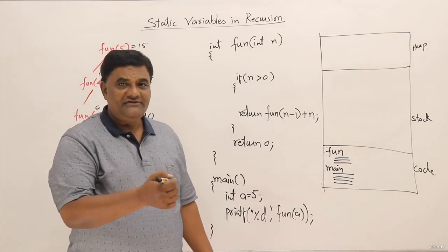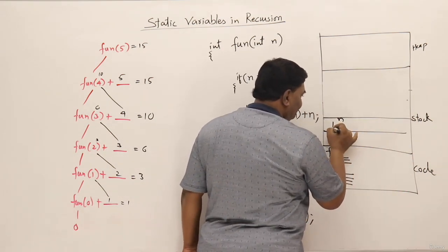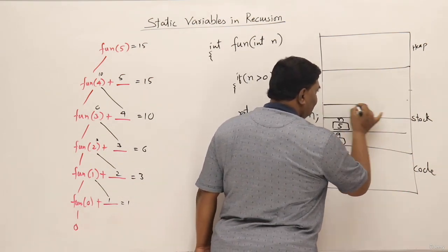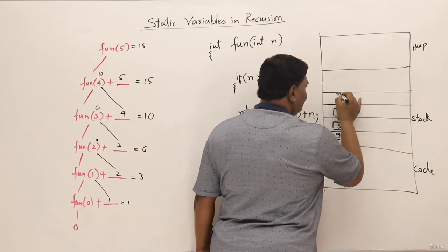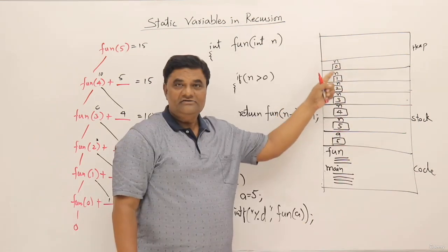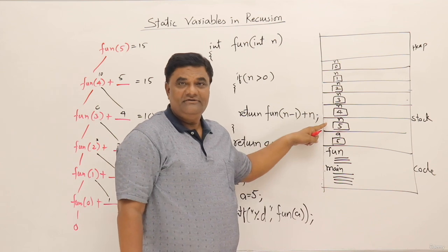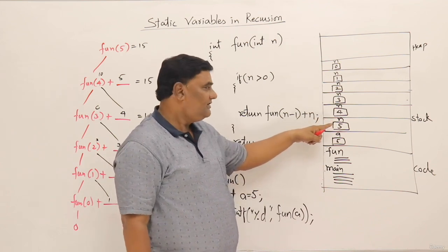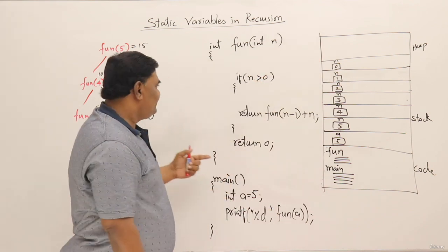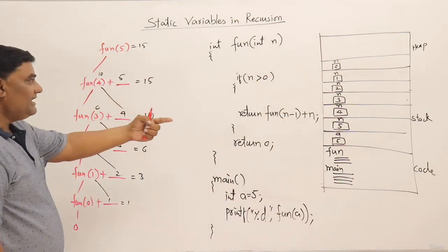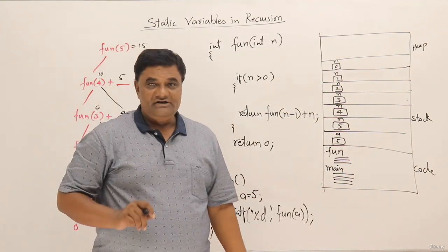Now let us see how the activation records are created. The activation records for fun will be created. Value of n will be 5. Then value of n will be 4. Value of n will be 3. So this is how the stack is created. Every time for each call, a new variable will be created inside the memory and it will have its value. That is 5, then 4, then 3, then 2, then 1 and 0. So all these values are newly created every time the function is called. This we are aware of as local variables of a function.